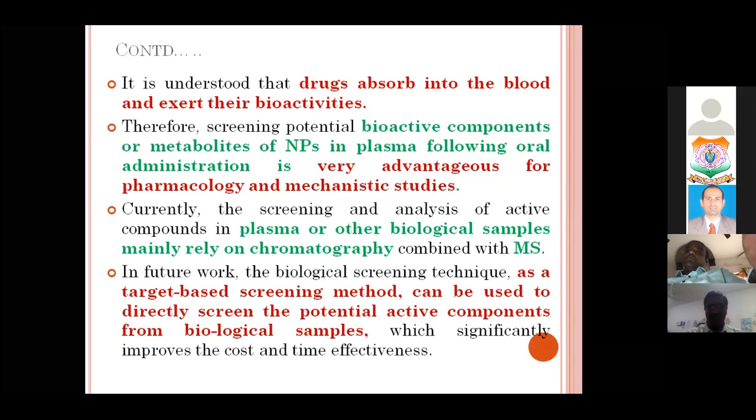In order to overcome this, as future work, a target-based biological screening method can be used to directly screen the potential active components taken directly from the biological sample. There is no need of a particular target, which will improve the cost and effectiveness of testing compounds. This is a future we can all think about.